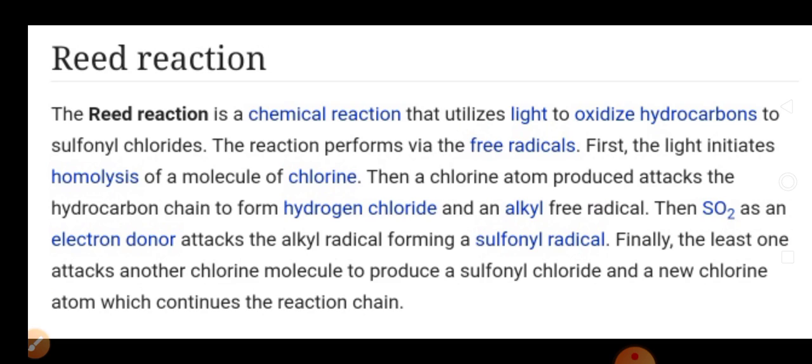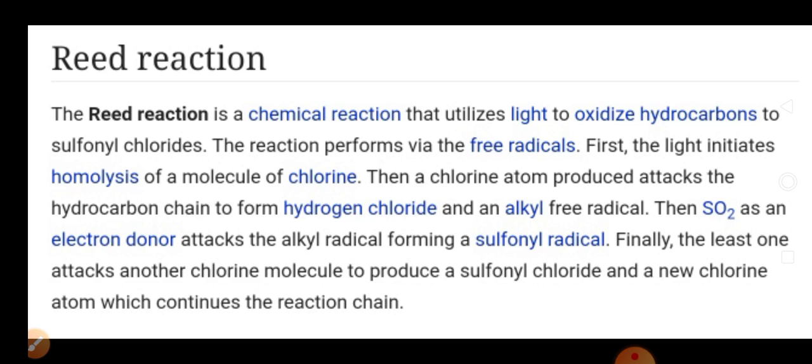By using the sunlight, a chlorine, that means Cl2, undergoes homolysis. The homolytic fission takes place in which the bond between two Cl breaks down and the electrons of the bond are equally shared between both the chlorine, that means each chlorine acquires one electron. That means there is formation of chlorine free radical in the chain initiation step.